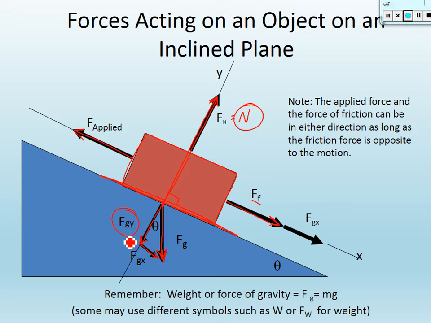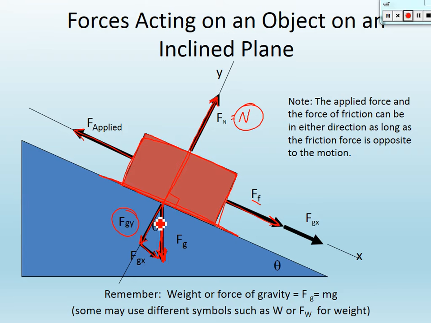Also, if we just put this block on the inclined plane and let go of it, what's going to happen? It's going to slide down. Why? What force is causing it to slide down? Force of gravity. Well, gravity points straight down toward the center of the Earth. How come it's sliding down the ramp?